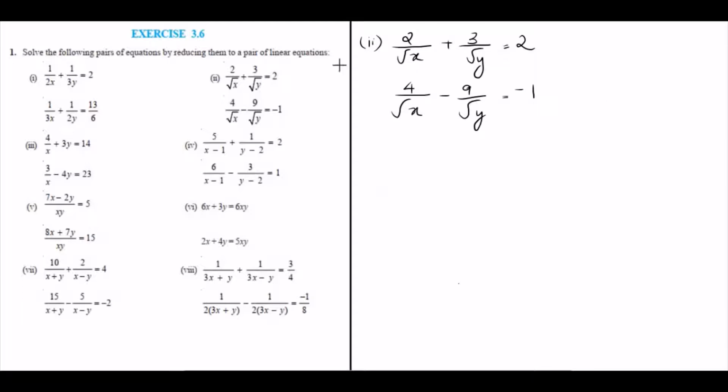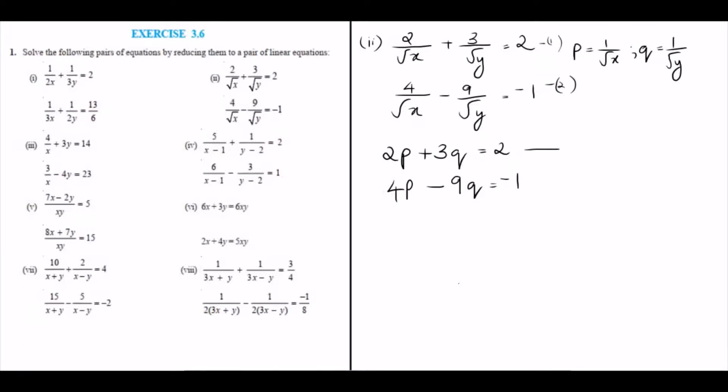So the second question is 2 by root x plus 3 by root y is equal to 2 and 4 by root x minus 9 by root y is equal to minus 1. So these are not linear equations. We have to reduce these equations to a pair of linear equations. Here 1 by root x is coming in both the equations and 1 by root y is coming in both the equations. So substitute p in place of 1 by root x and q in place of 1 by root y. So you can reduce these equations to 2p plus 3q is equal to 2 and 4p minus 9q is equal to minus 1.